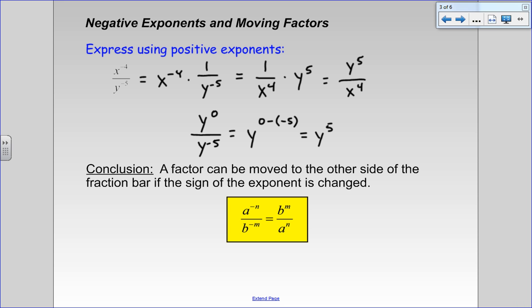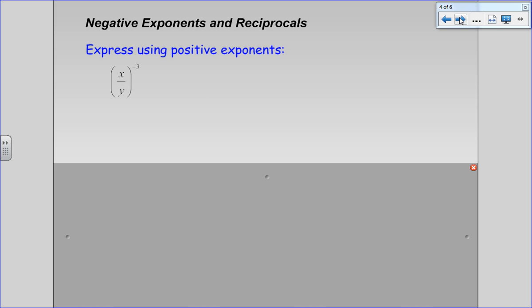Said algebraically, this property is a to the negative nth power over b to the negative mth power equals b to the mth power over a to the nth power. Now let's look at another property of negative exponents. We want to take the quantity x over y to the negative third power and express it using positive exponents.